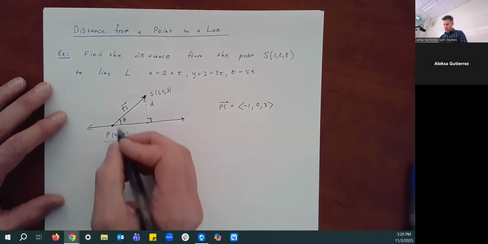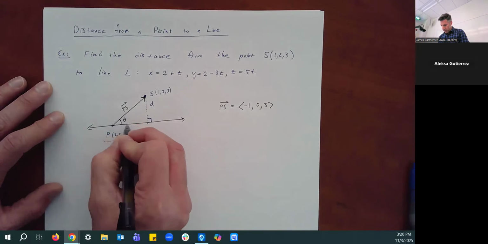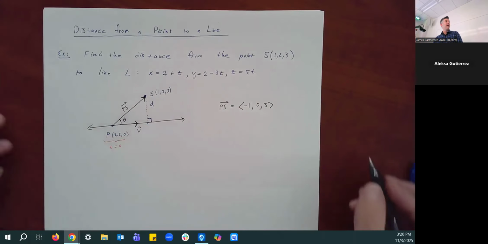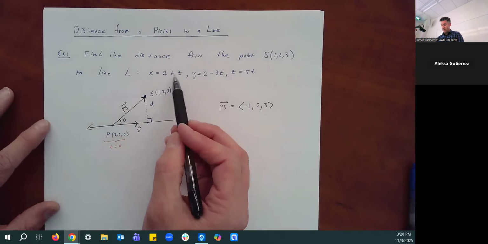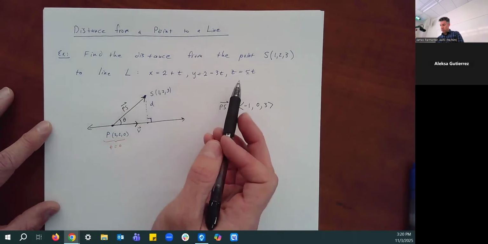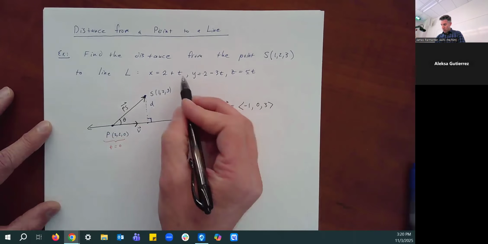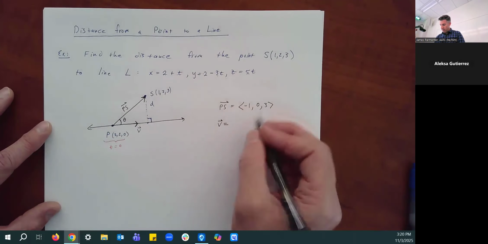And then we also want the vector v that points in the direction of the line. Fortunately, that's really easy to find. It's just the coefficients of t in your parametric equations. So the vector v, the direction the line points, is (1, -3, 5).